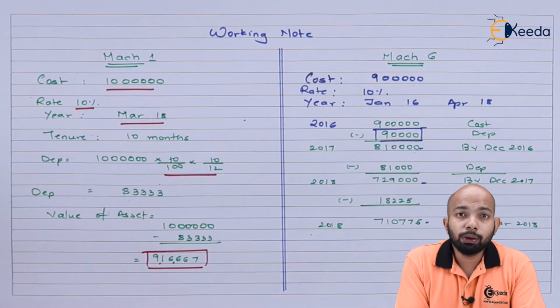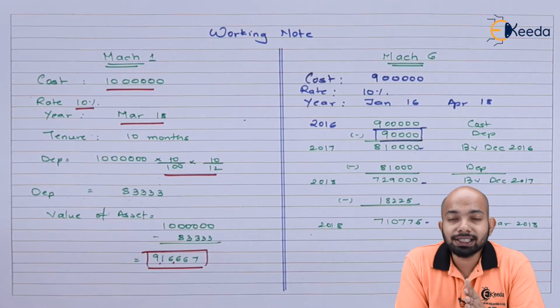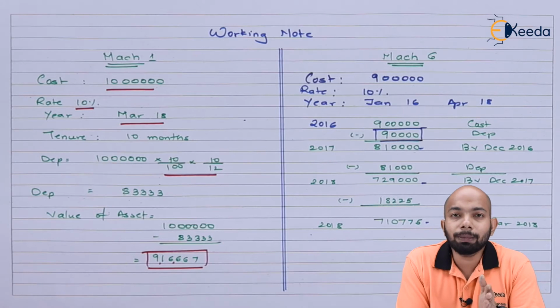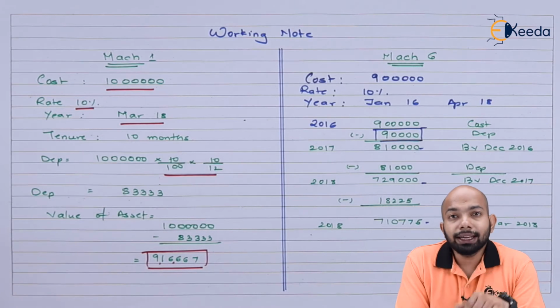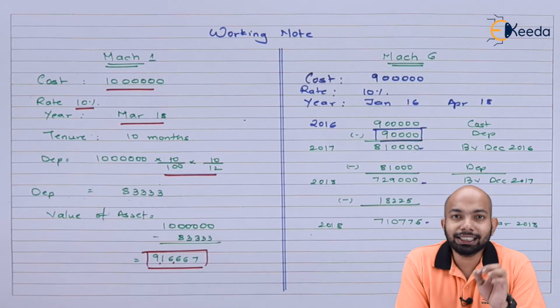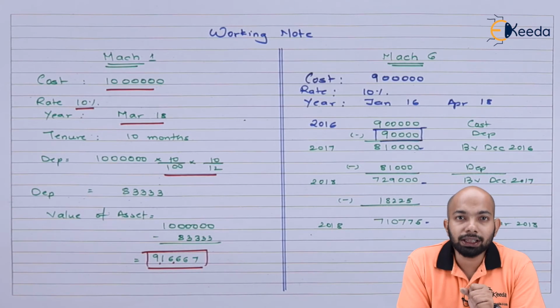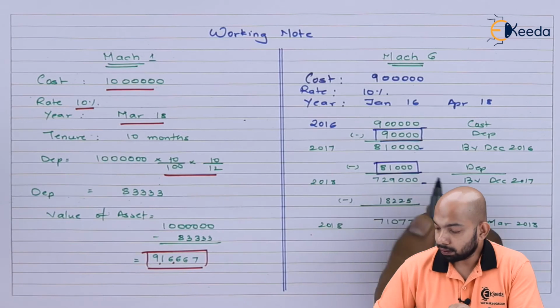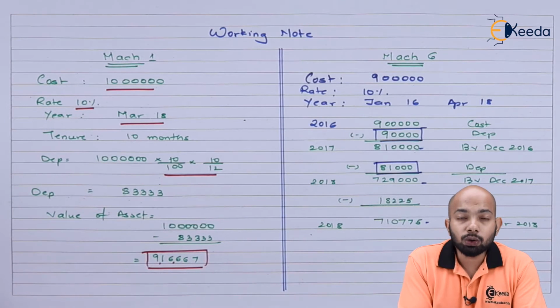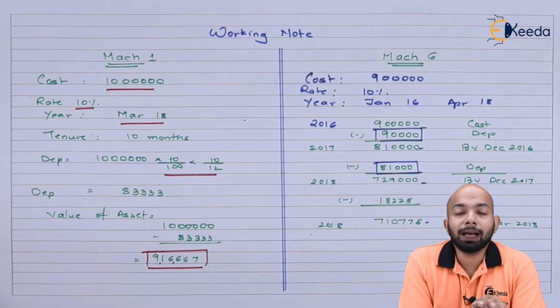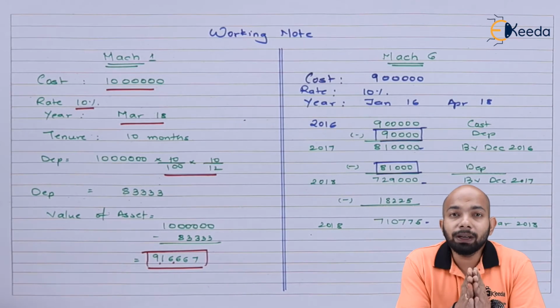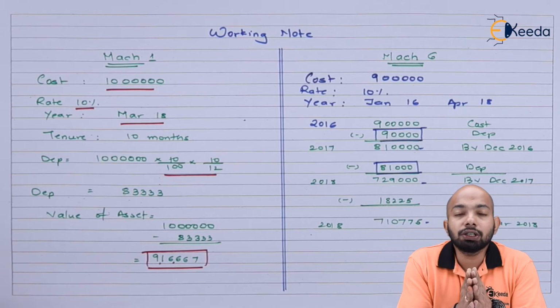Now this 90,000 will be subtracted from 9 lakh rupees, and whatever is the balance value will be the opening balance of next year's depreciation, that is 8 lakh 10,000. So next year, that is in 2017, the depreciation will be provided on this amount, 10% on it, which will be 81,000. Now once you subtract 81,000 from 8 lakh 10,000, you have a total balance of 7 lakh 29,000. That is the opening balance of the next financial year 2018.